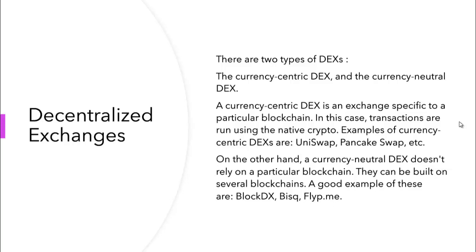Now, on the other hand, a currency-neutral decentralized exchange does not rely on a particular blockchain. They can be built on several blockchains. A good example of this is Block Decentralized Exchange, BISC, and Flip.me. Now, those exchanges are currency neutral. They don't rely on a particular blockchain in order to run transactions. They are built on a lot of blockchains. They are not peculiar to one blockchain.